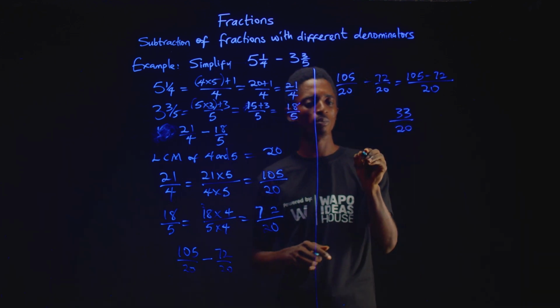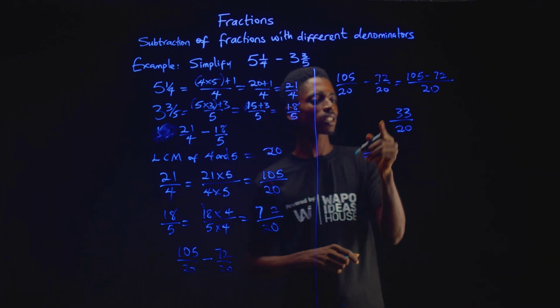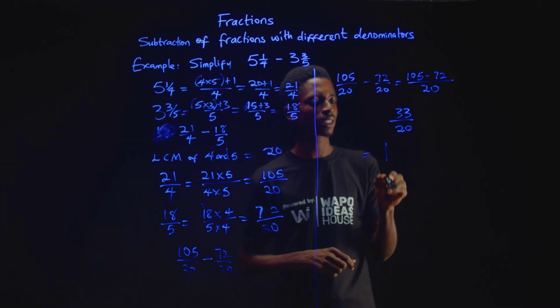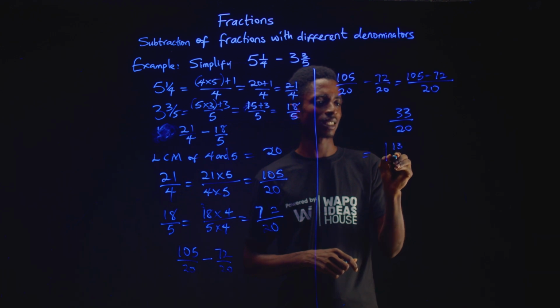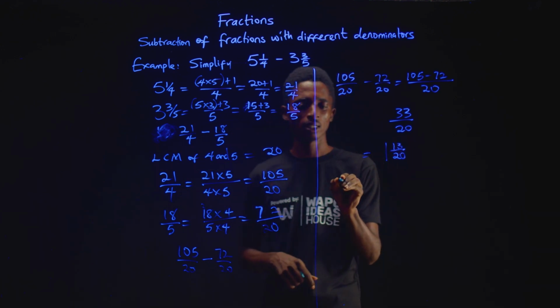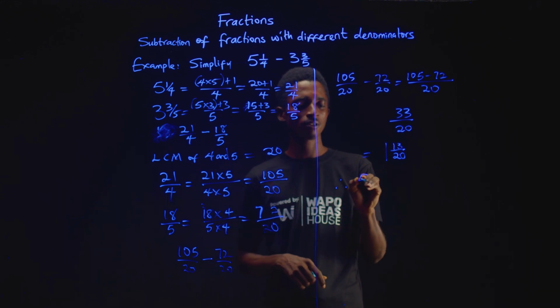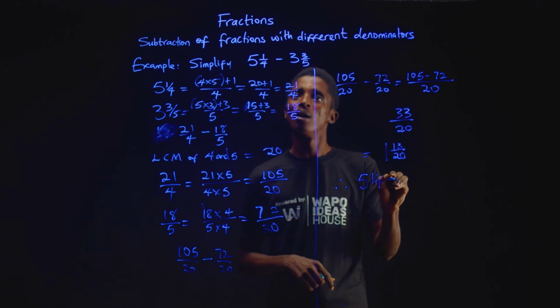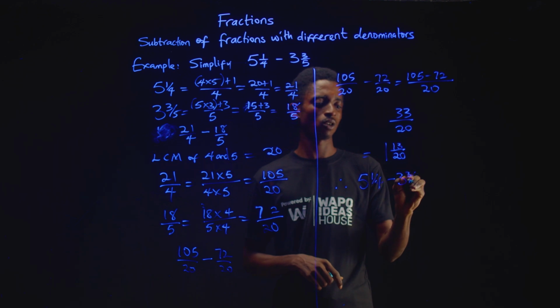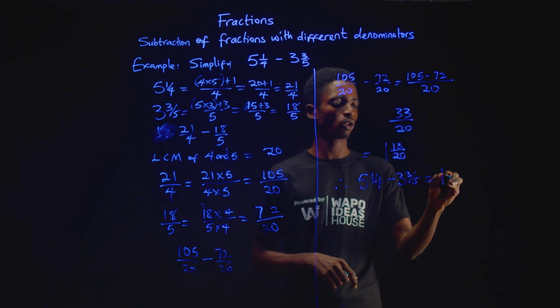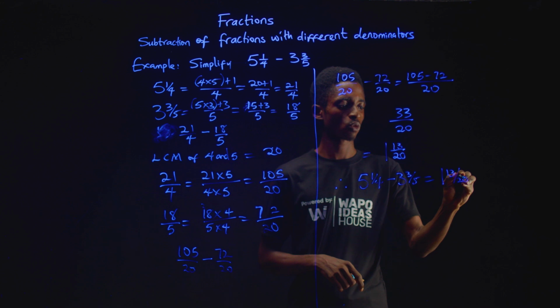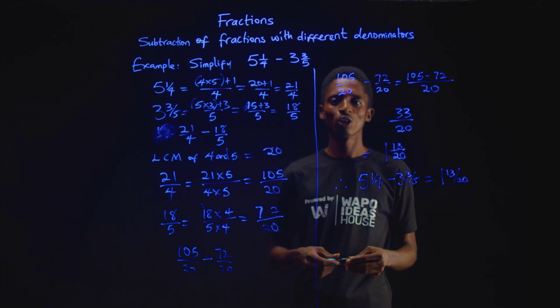So we bring this to a mixed fraction. 20 will go in 33 once with a remainder of 13. So 1 whole number 13 over 20. We can then conclude by saying 5 whole number 1 over 4 minus 3 whole number 3 over 5 would give us 1 whole number 13 over 20. And that's the solution to the problem.